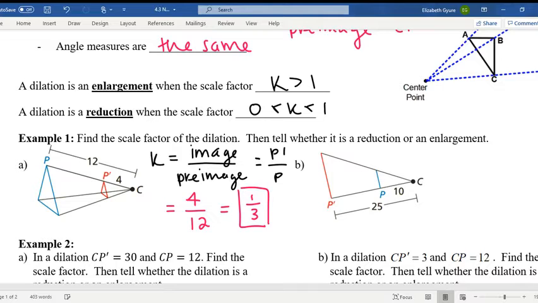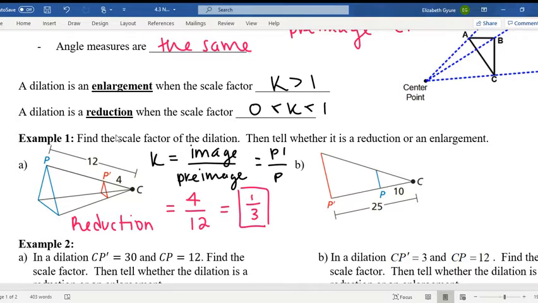Now, take a look, 1/3. Is 1/3 greater than 1 or between 0 and 1? Between. So doesn't that make it a reduction? And if you take a look, didn't we start off with a larger triangle and end up with a smaller one? So does that make sense? Yeah. So then we would also say reduction.